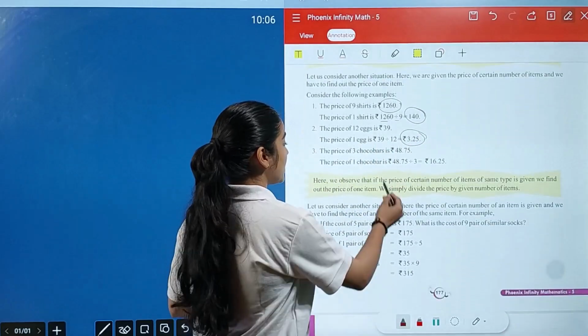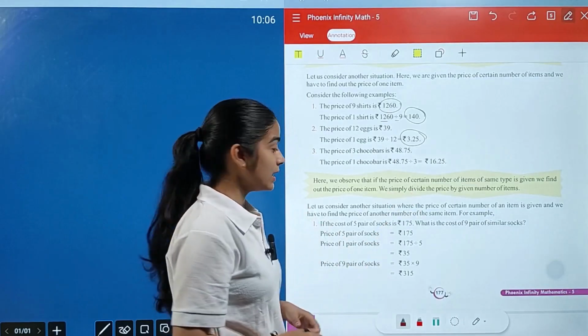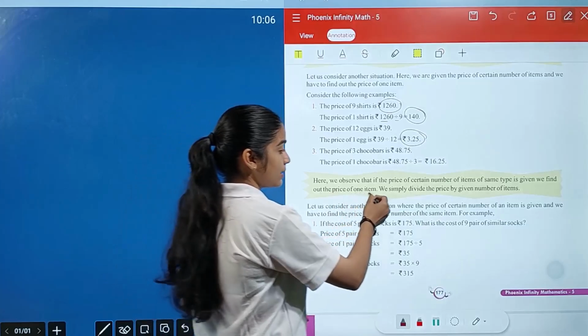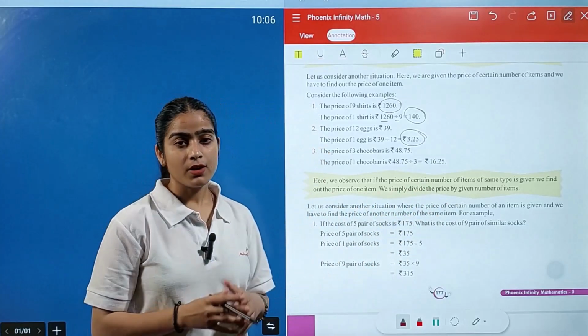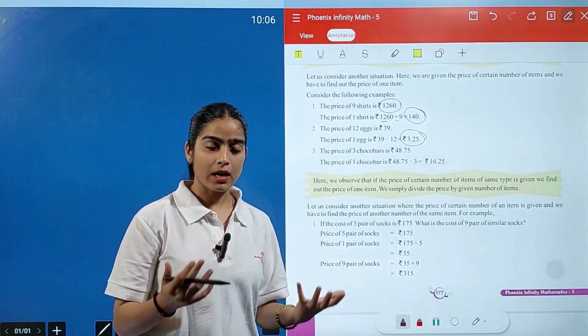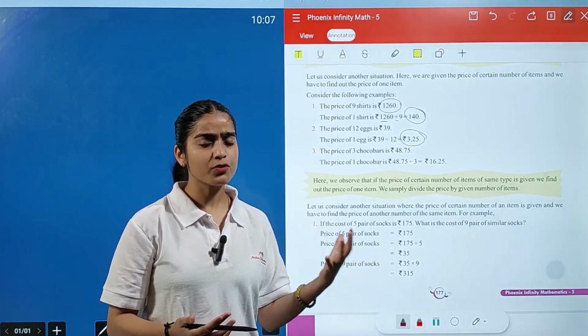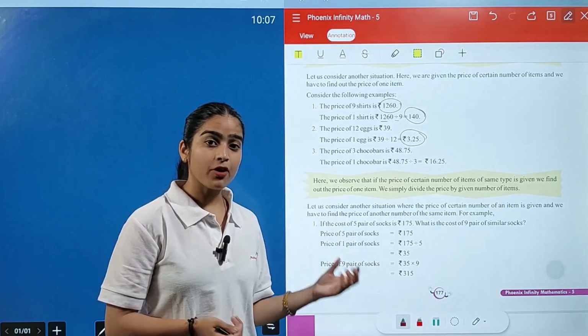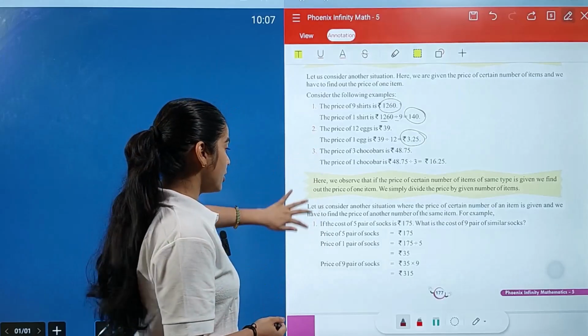Here we observe that if the price of a certain number of items of the same type is given, we find the price of one item. We simply divide the price by the given number of items. So if we have to calculate for any number of objects, we multiply, and if we have to find the cost of one item, then we take a division.